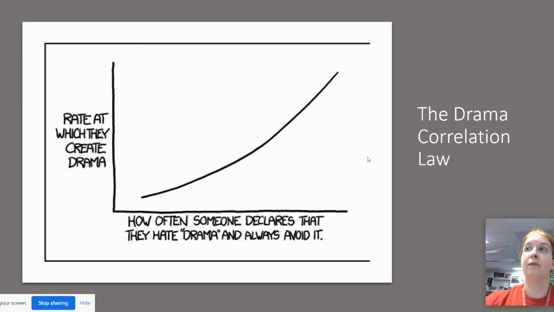Then we have, this is just funny, the drama correlation law. So this is how often someone declares that they hate drama and always avoid it, and this is the rate at which they create drama. And if you do not know someone who does this, you are the person that does this, just so you know. So that's just something funny.